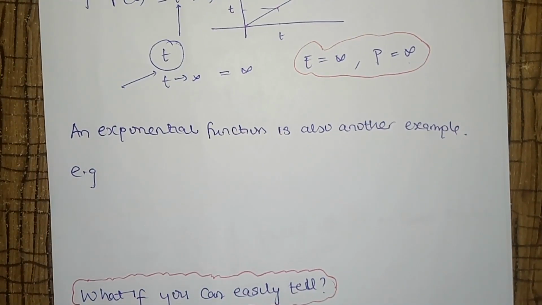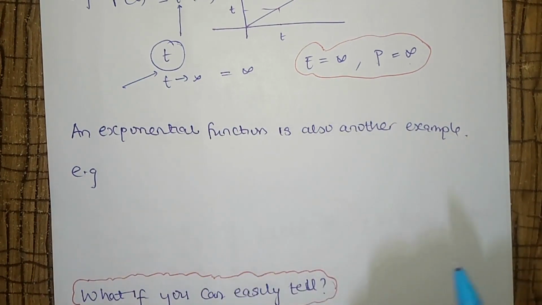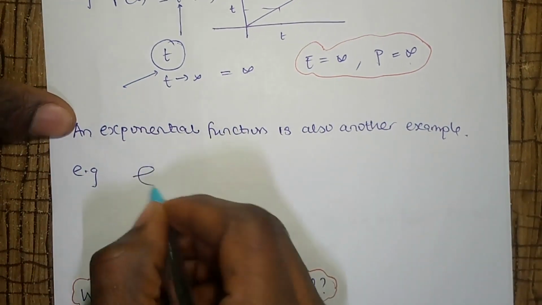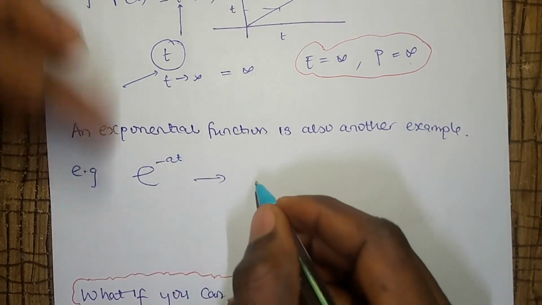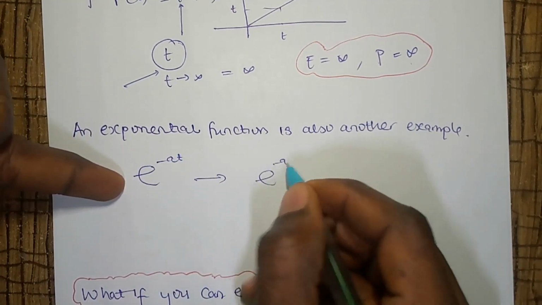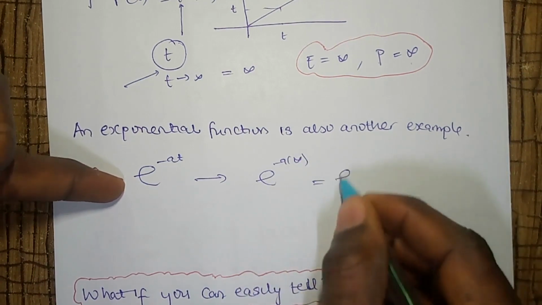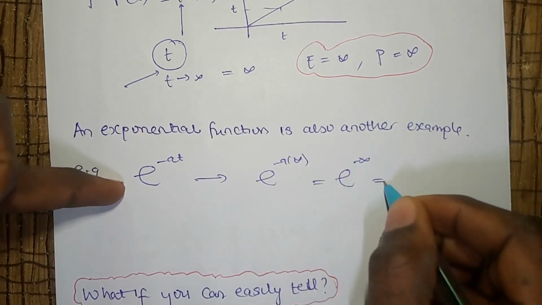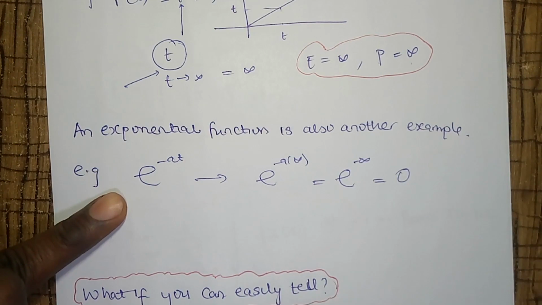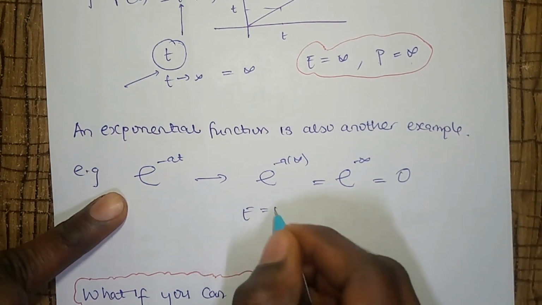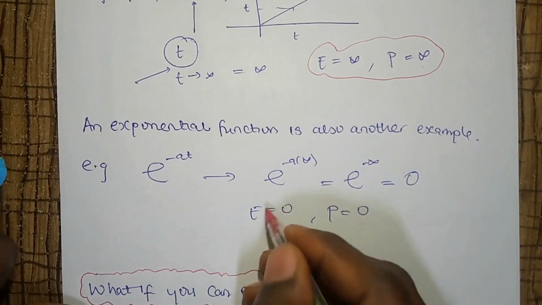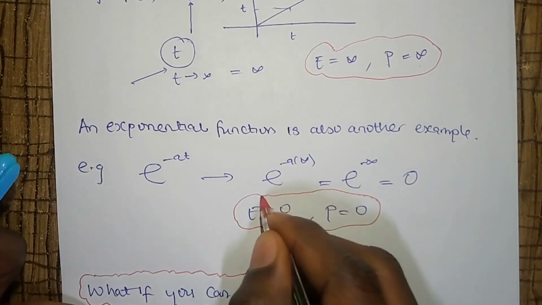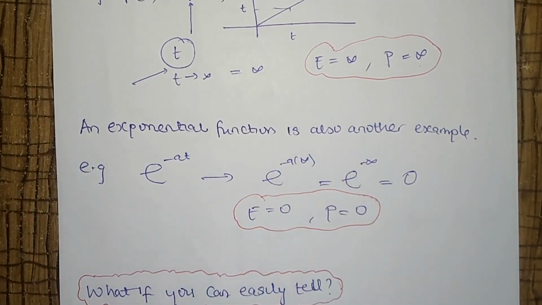So let's look at another example of a signal that is neither power nor energy. An exponential function is an example. Let's say e to the negative at. If we test it to infinity, e to the negative a times infinity will give us e to the negative infinity, which is equal to 0. So which means the energy is equal to 0 and the power is also equal to 0. So if both cases are like this, then definitely they are neither energy nor power signals, right?